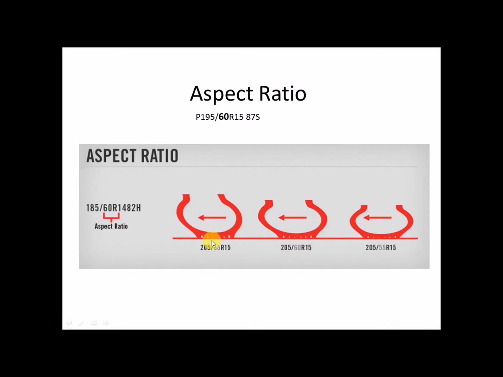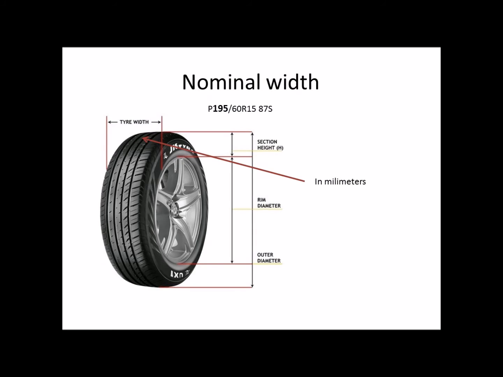With a higher number, we can have a more circular form of the wheel. The nominal width is just the width represented in millimeters. In this case, we have 195 millimeters in this part of the tire.